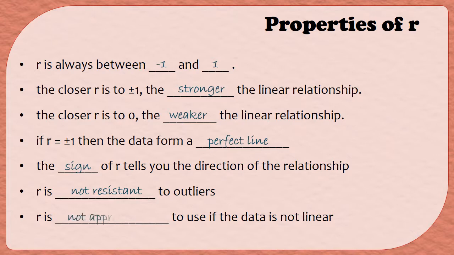Lastly, R is not appropriate to use if the data are not linear. So if my data form no shape, or maybe they form a parabola or some other kind of curve, then we cannot do linear correlation analysis with that data because it's not a line, it's not linear. So we can only use R if our data are linear. If it's not linear, there are other analyses that you can do, but for the purposes of this video series, we are only looking at linear data. We're not going to explore nonlinear data in great depth.